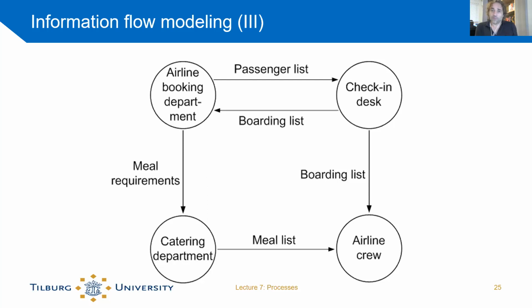Well, if you look at another process, a concurrent process, the airline booking department has a list of the passengers together with a list of meal requirements, vegetarian, vegan, etc. They send this to the catering department. The catering department makes sure the meals are there, but they also send the meal list to the airline crew. So the airline crew knows that the person on seat 7A has a vegetarian meal. So here you see the information in a very simple information flow diagram.